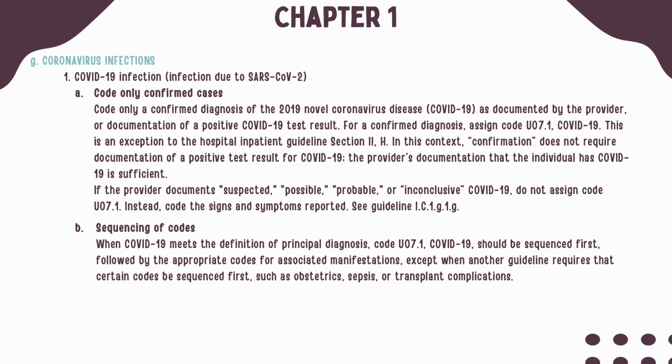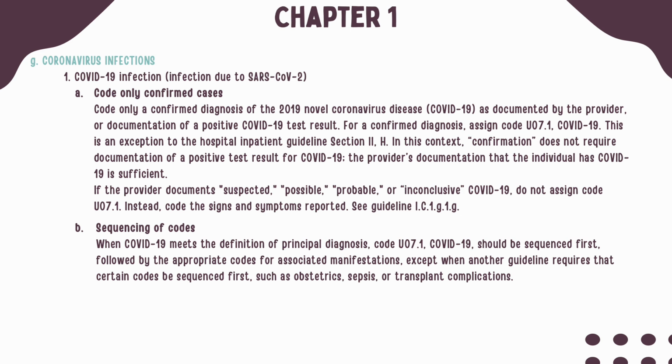When coding for COVID-19, you should only code confirmed cases as either documented by the provider or if there is documentation of a positive COVID-19 test. When confirmed, you will assign code U07.1. If the provider has used terminology such as suspected, possible, probable, or inconclusive, you should not assign code U07.1, but you should code for the signs and symptoms that prompted the encounter.